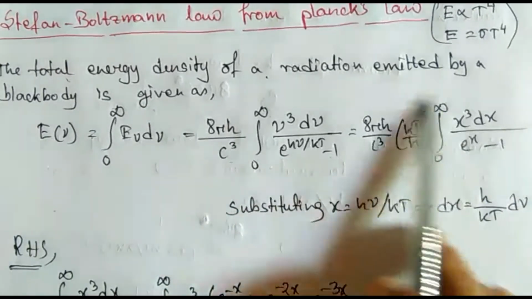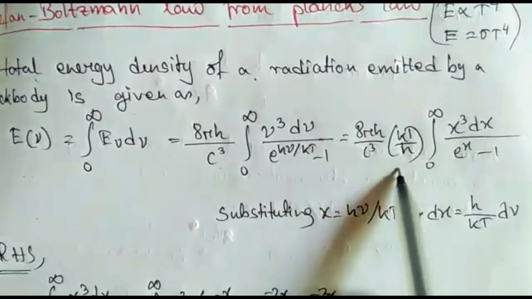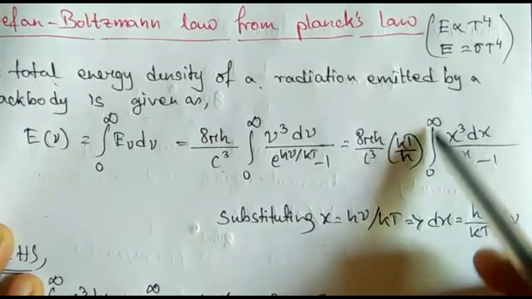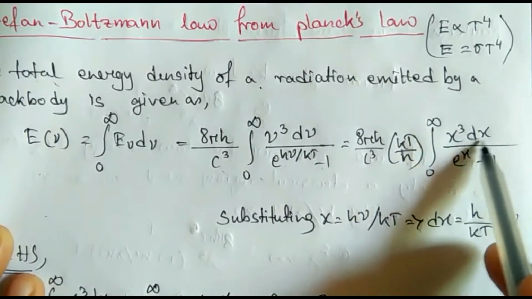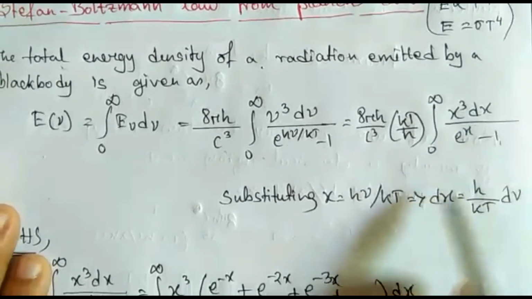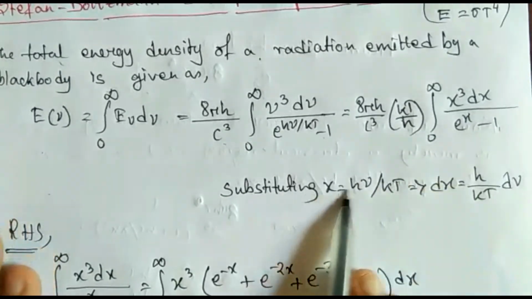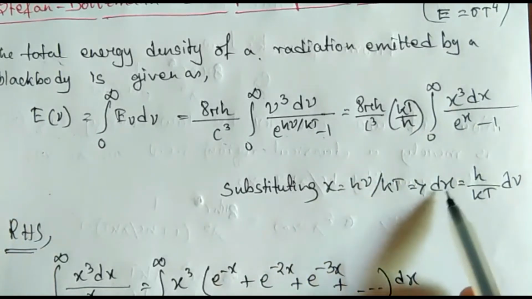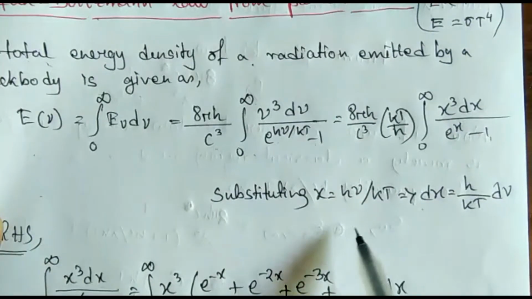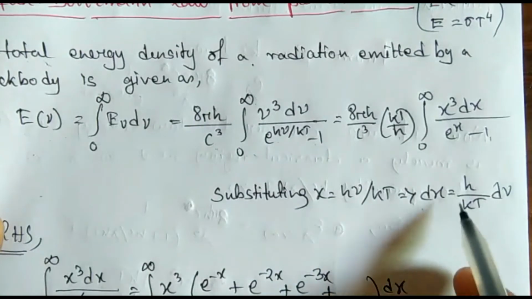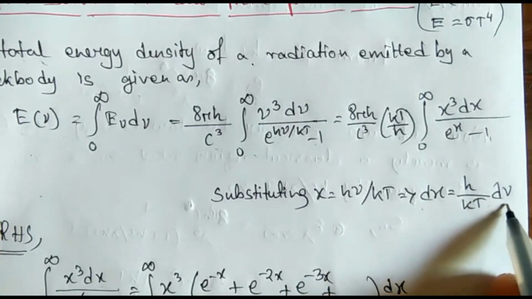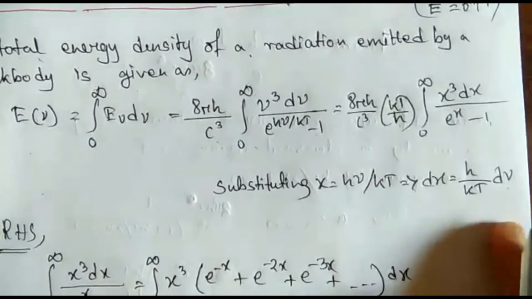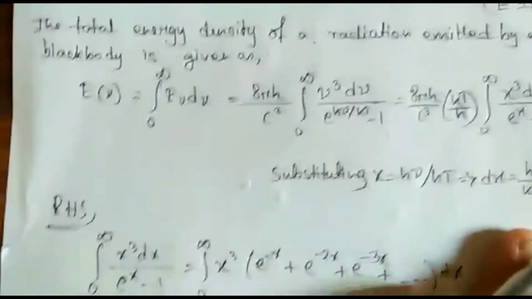So after integrating we get this term: 8πh by c cube into kT by h to the power 4, integration 0 to infinity, x cube dx by e to the power x minus 1, where x is h nu by kT, and differentiating, dx becomes h by kT d nu. So how this will help in further deriving this formula, let's see.